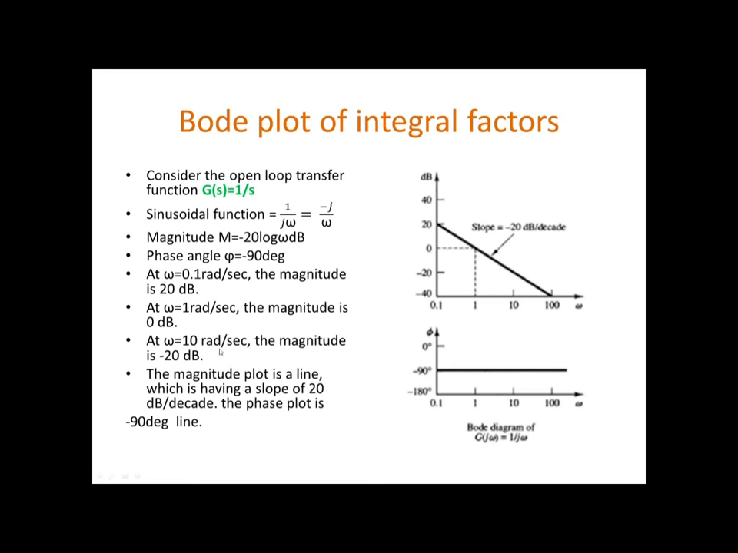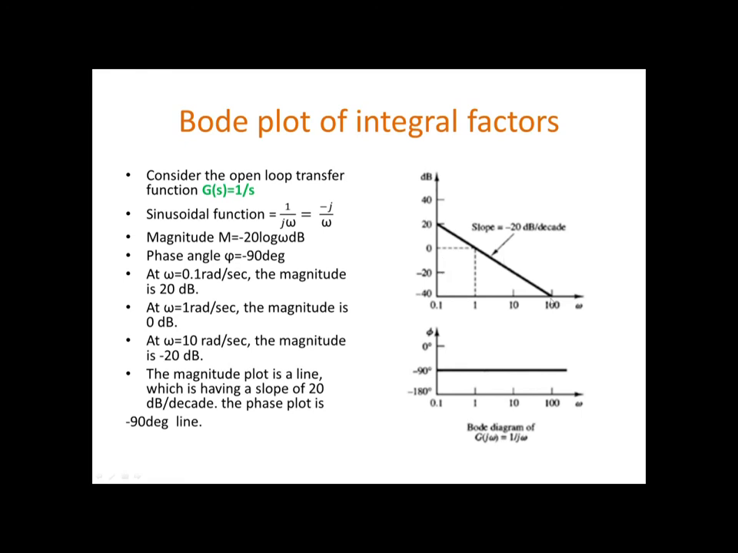And the next one is omega equal to 10 radian per second. So when omega equals 10 radian per second, that means 20 log of 10, so it becomes minus 20 dB, because log of 10 is 1, and we are considering all logs to base 10. So at omega equal to 10 radian per second, the magnitude becomes minus 20 dB.